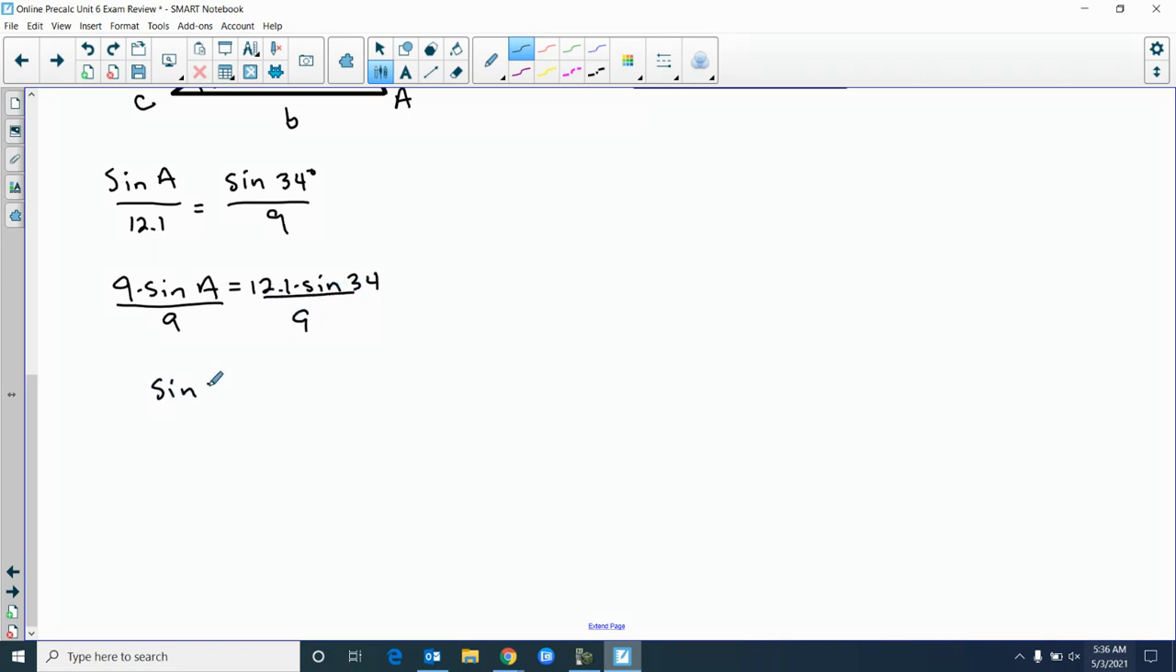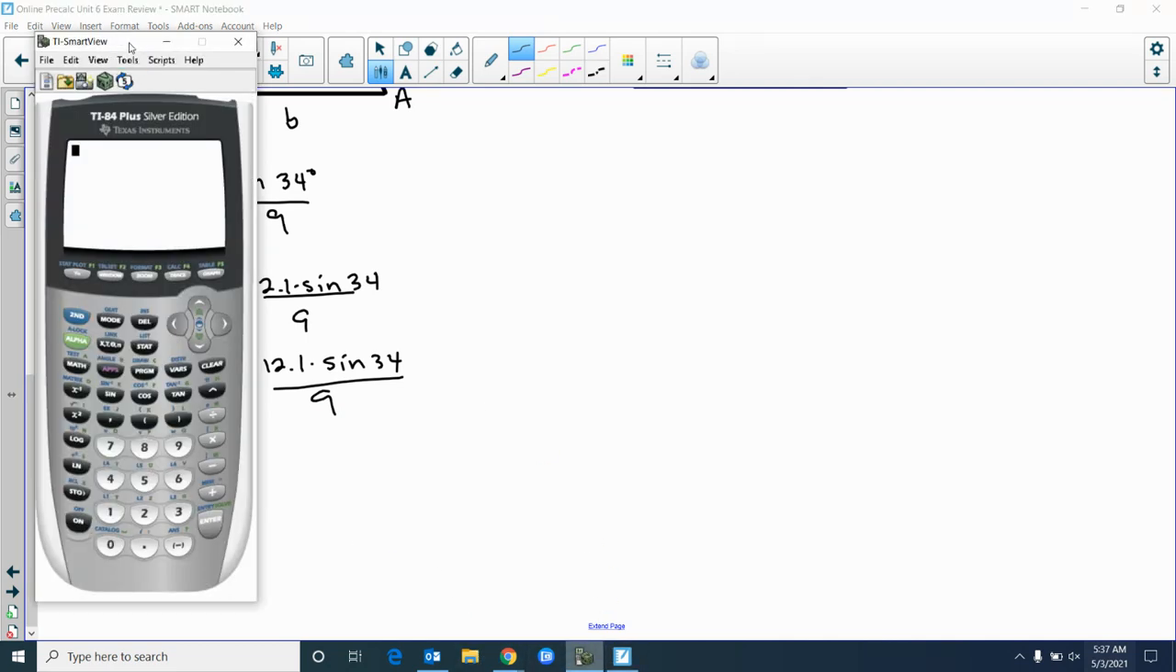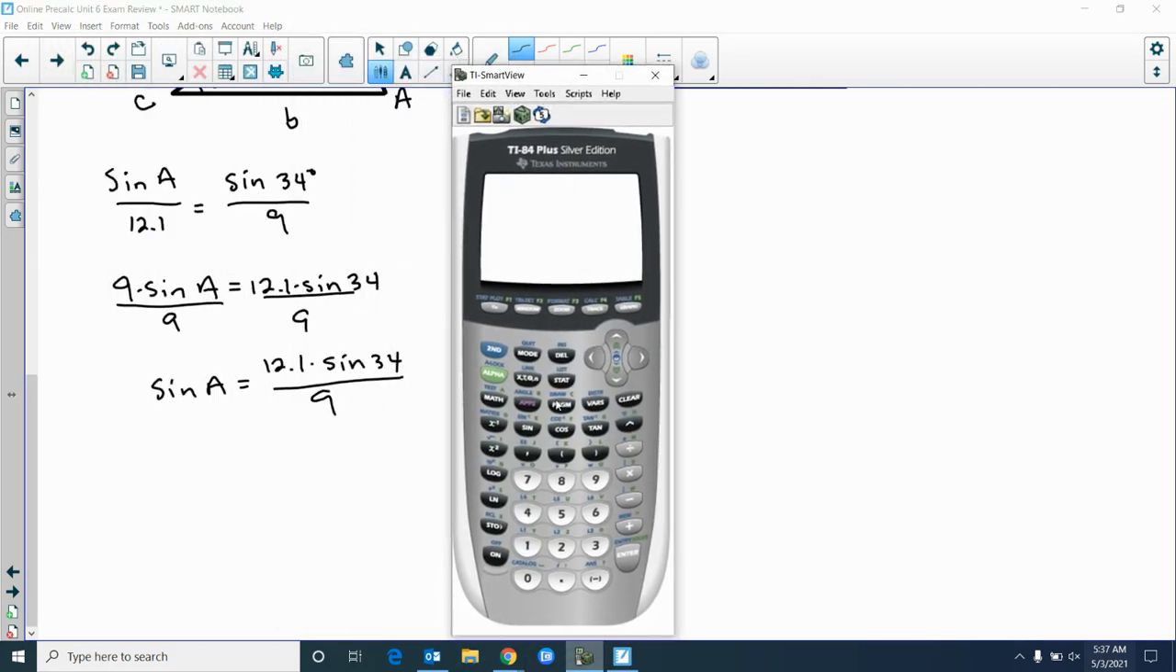So that means sine of A equals 12.1 times sine of 34 over 9. All right, when you're looking for an angle, you're going to have to use inverse sine. Okay, so I'm going to do inverse. Well, let me do this whole thing first.